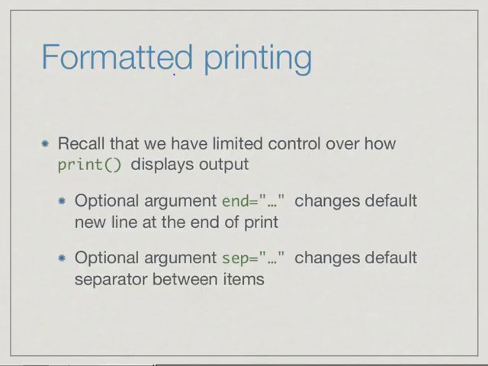So when we looked at input and print earlier in this week's lectures, we said that we could control in a limited way how print displayed the output. By default, print takes a list of things to print, separates them by spaces and puts a new line at the end. However, it takes an optional argument end equal to a string, which changes what we put at the end. In particular, if we put an empty string, it means that it doesn't start a new line. So the next print will continue on the same line.